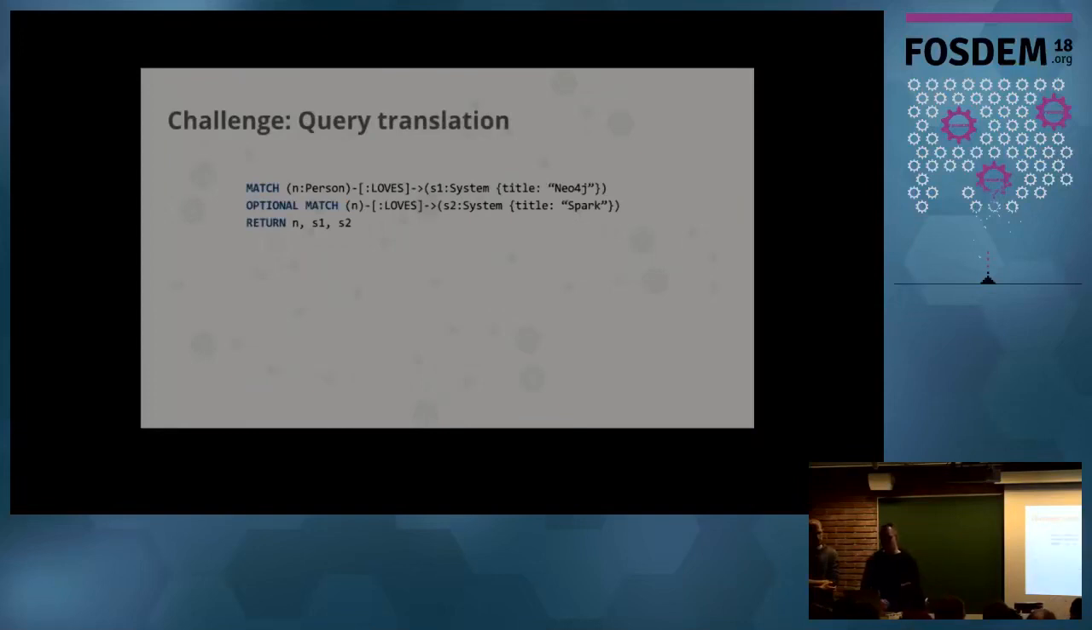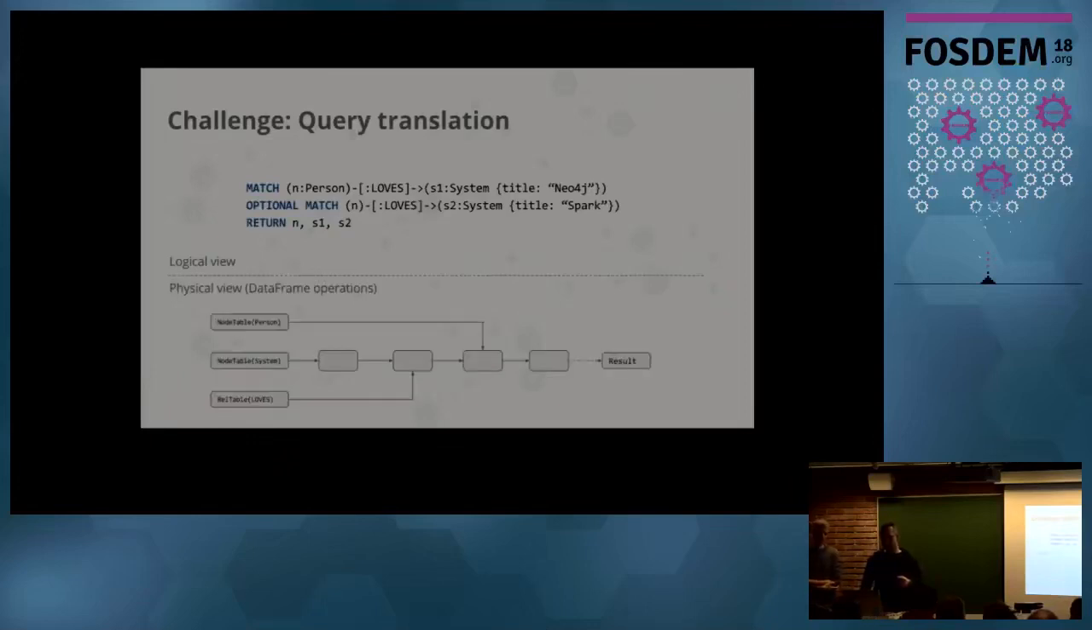Okay, the next challenge is query translation. So again, we have our Cypher query here. And the physical view is, of course, query optimization or query engine handling in general. So we have on the left side our input, which are the node tables that I just showed you, and then we have a series of operators, and in the end we have a result, which is the result of our query.